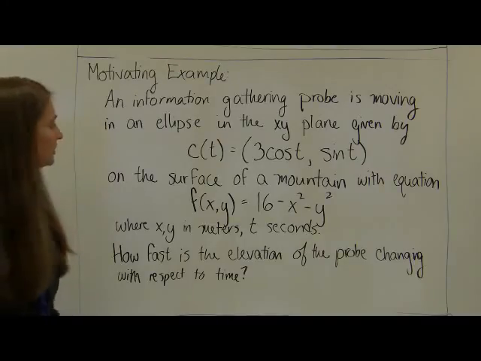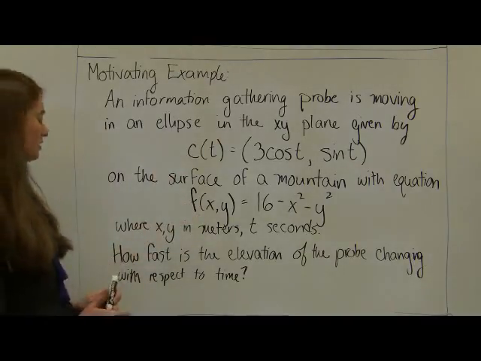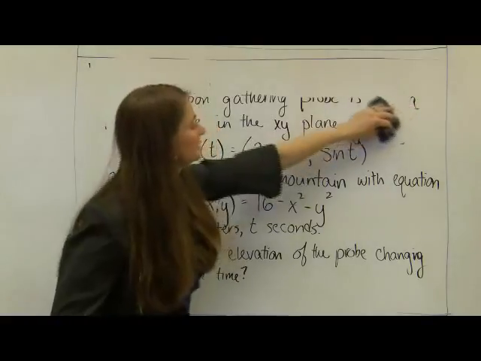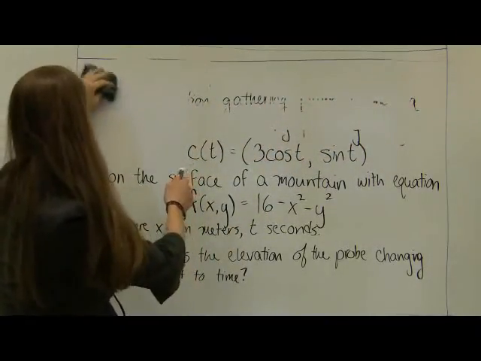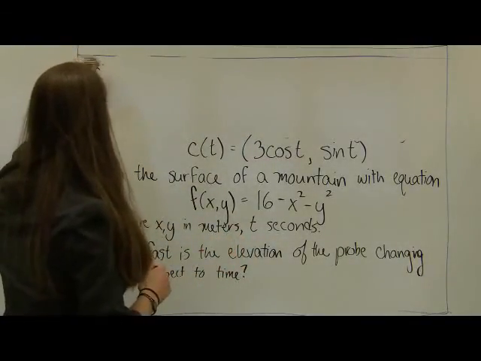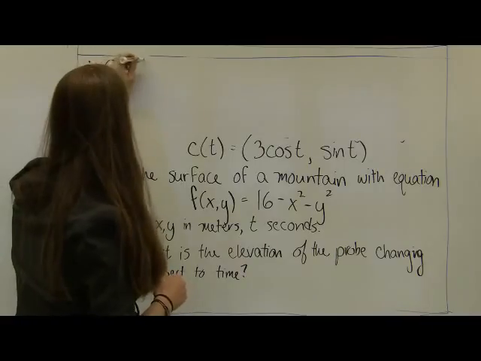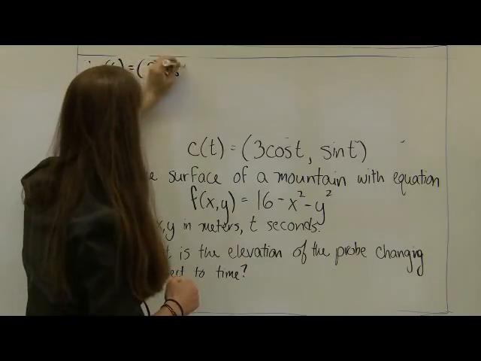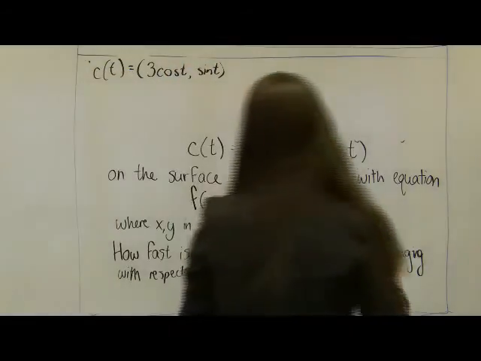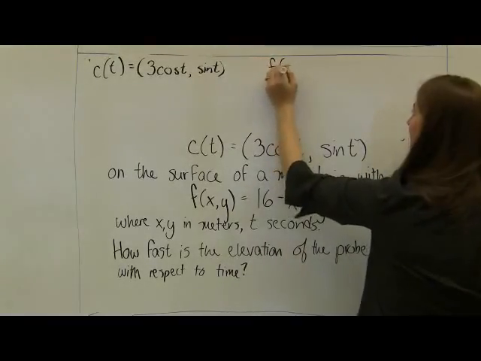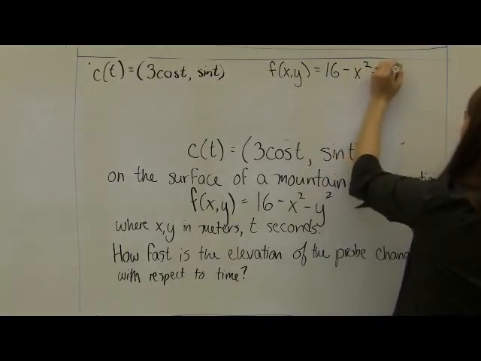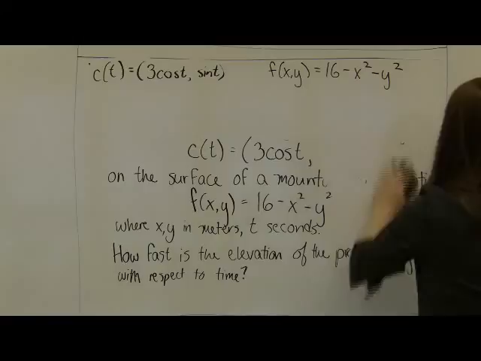So to be able to tackle this question, let's get an idea graphically of what's going on with this picture. There are a couple of pieces that we want to keep up here. First, let's explore what exactly this elliptical path looks like in the xy plane. And I'm going to write this equation up in the top corner so that we don't forget about it. So our elliptical path is given by c(t) = (3 cos t, sin t). And then the other thing I'm going to write up in the corner is the function of our mountain, which is f(x,y) = 16 - x² - y². So these are the two pieces that I'll keep up.